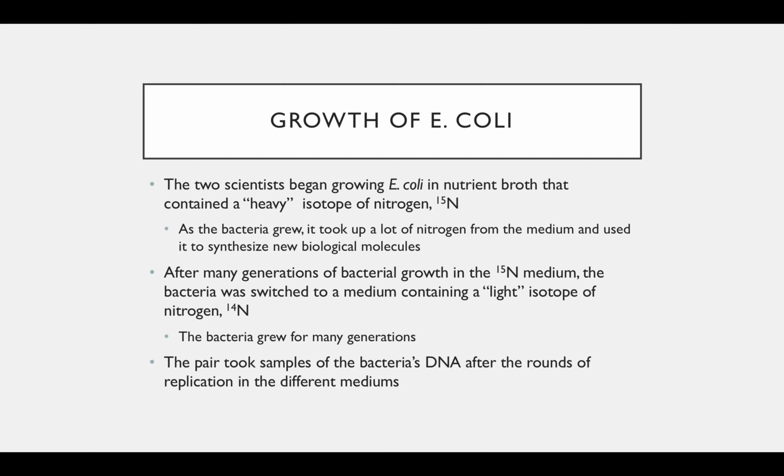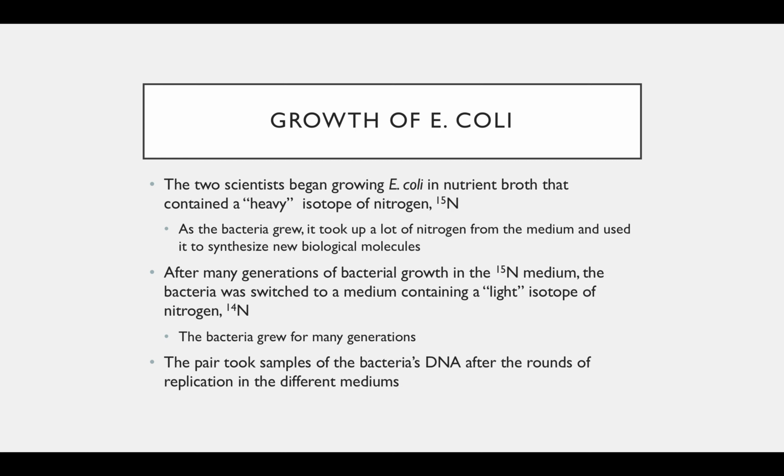So the two scientists began growing E. coli in nutrient broth that contained a heavy isotope of nitrogen called 15N. And as the bacteria grew, it took up a lot of the nitrogen from the medium and used it to synthesize new biological molecules such as DNA. After many generations of bacterial growth in the 15N medium, the bacteria was switched to a medium containing a light isotope of nitrogen called 14N. And the bacteria grew in this medium for many generations as well.